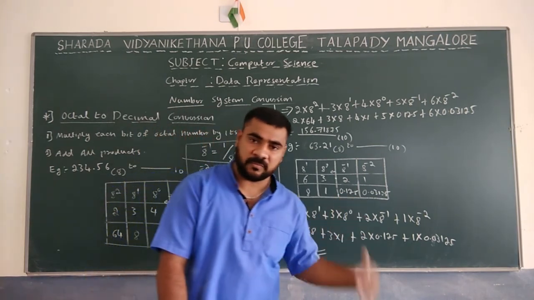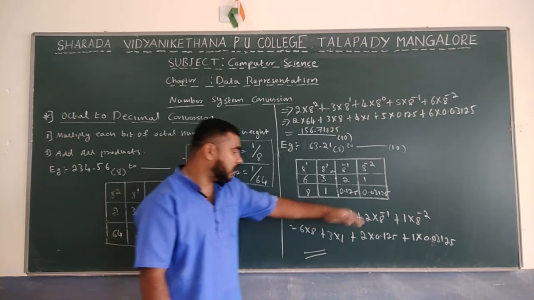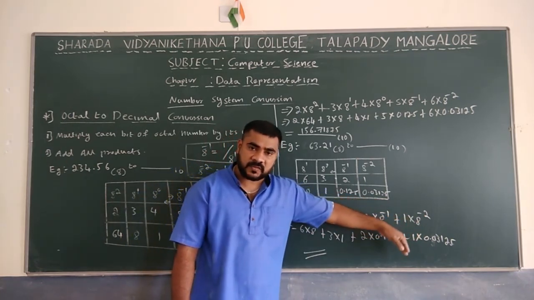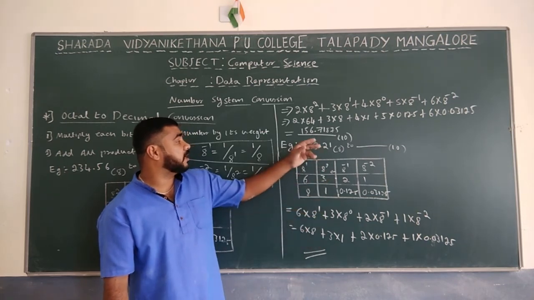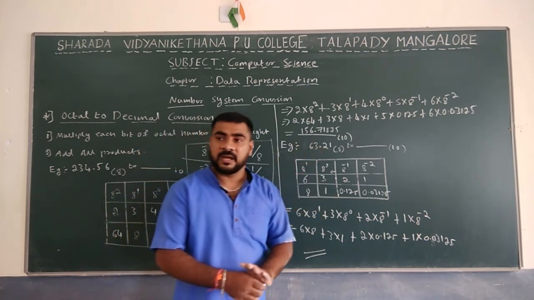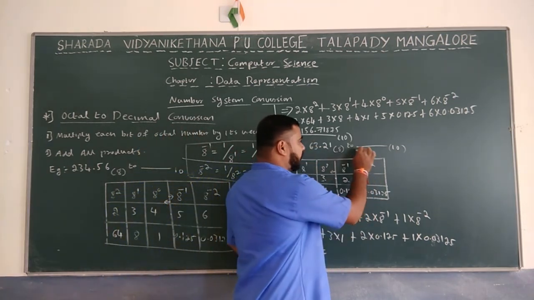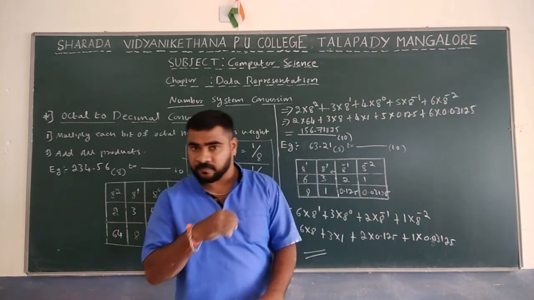I am not going to solve these numbers because it is difficult. If you use a calculator, you can directly solve the number and finally you will get the answer. That answer will be the decimal number, and for that number you should write the base value as 10.